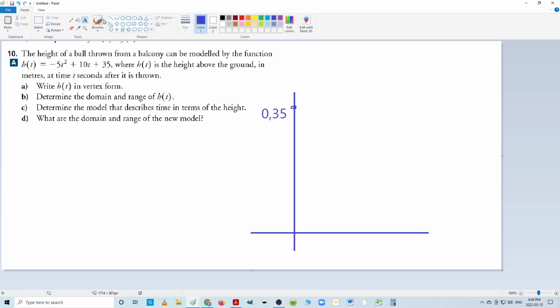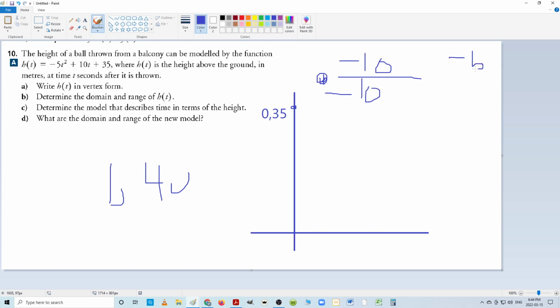I can also figure out the axis of symmetry is going to be negative 10 over 2a, which is t equals 1. So 1 is going to be the max height. We reach 1 comma something. Looks like minus 5 plus 10, 5. It looks like 1 comma 40. It's going to be the vertex. And I figured that out by doing minus b over 2a and then plugging the 1 into the formula quickly. And you could always set height equal to 0. But let's read the question.